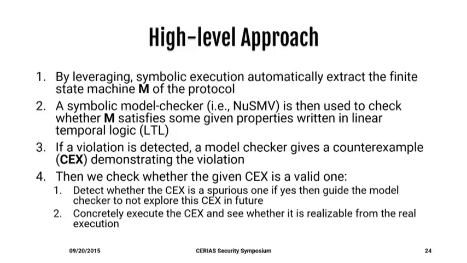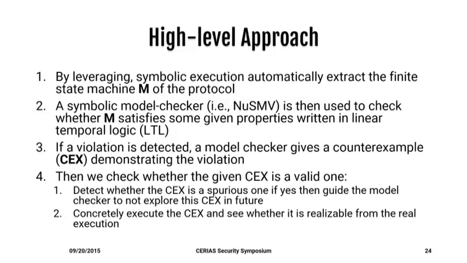Now, because symbolic execution is not complete, it sometimes gives a spurious counterexample, which means it says there is a violation, but actually there is not. This is because of the incompleteness of symbolic execution. Once we get a counterexample, we have a two-stage validation process. First, we check whether this is actually a logical error. The second is we concretely run the protocol with those inputs and see whether we can see that violation.